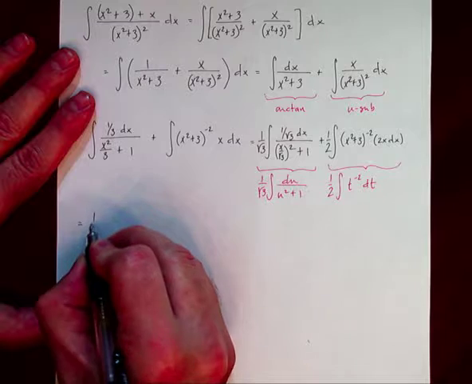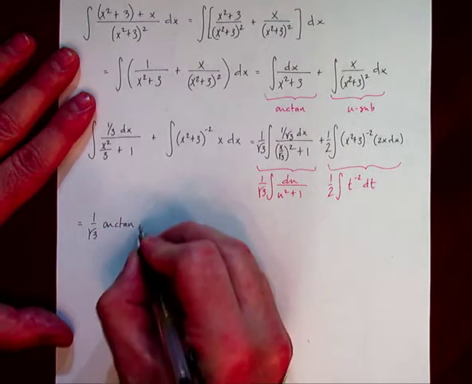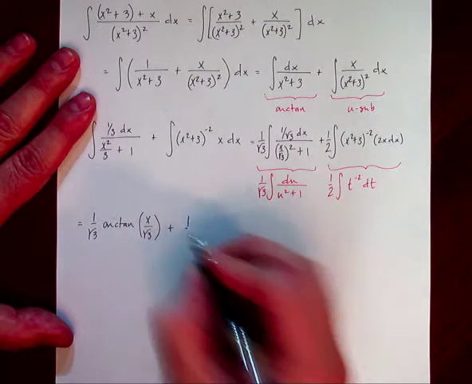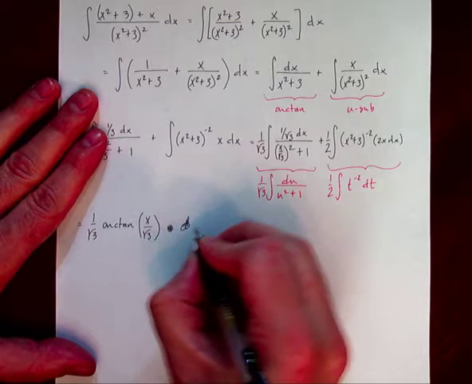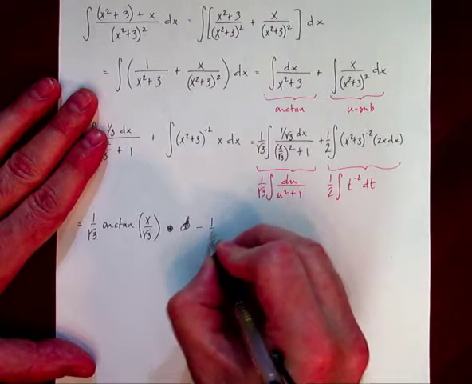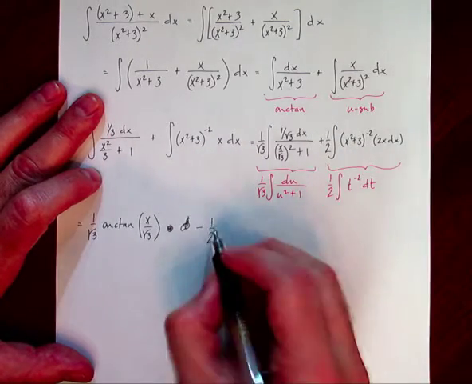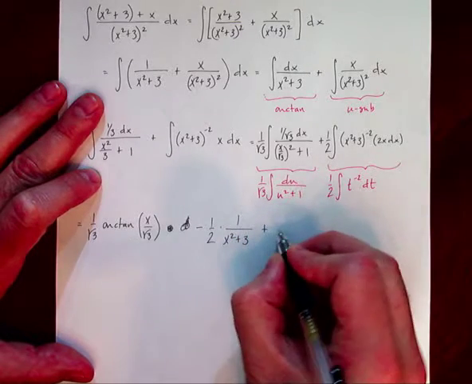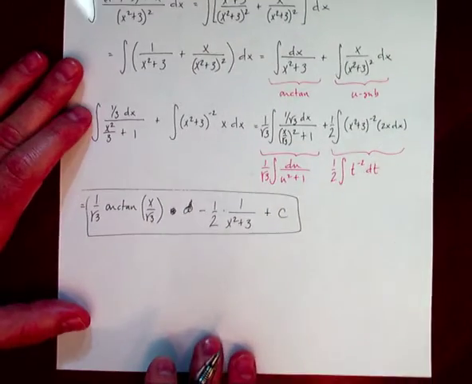And this first one becomes 1 over root 3 arctan of u, and of course the u is x over root 3. Then I have t to the negative 2 becomes negative t to the negative 1. So this actually, let's do minus 1/2, and then, of course, t to the negative 1 is going to be just 1 over x squared plus 3, plus c. And this right here is your integral.